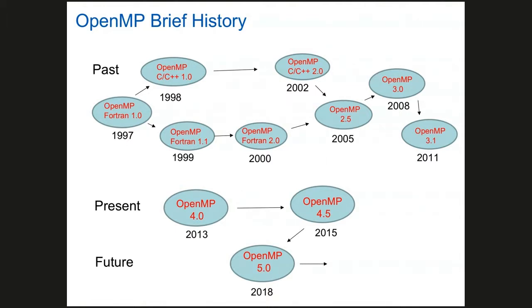The latest version is actually OpenMP 5.0. That was released at the end of last year. However, the compiler companies have to catch up with the implementations, and hopefully later this year or maybe early next year, we can see the new compiler versions and some of the new OpenMP 5 features implemented.